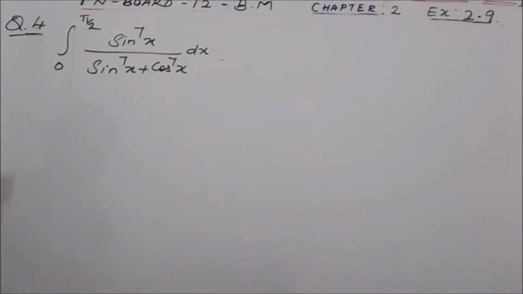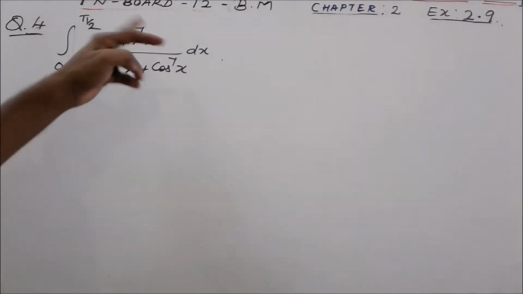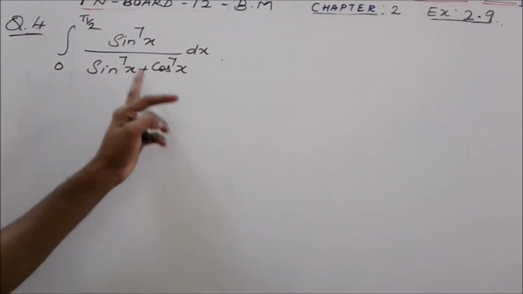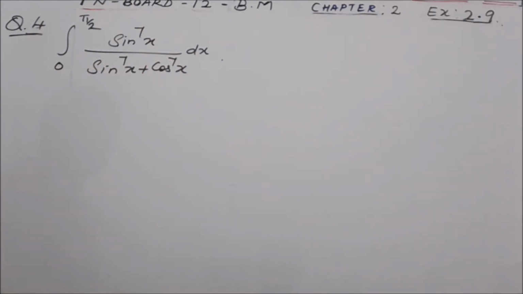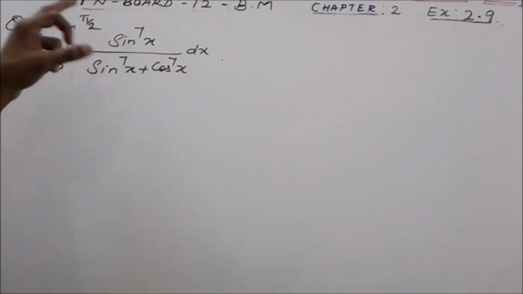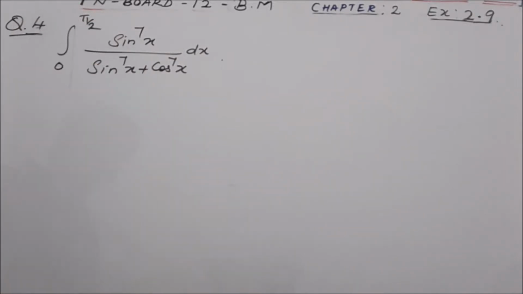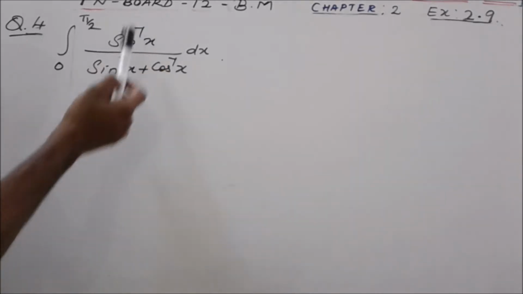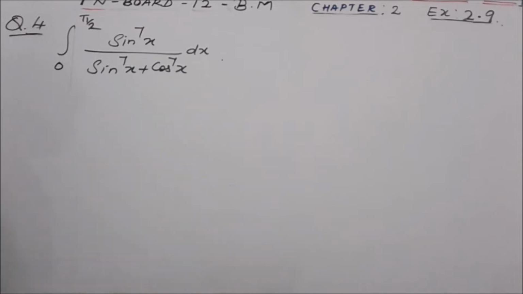Question number 4. Integral 0 to pi by 2 of sin^7 x by (sin^7 x plus cos^7 x) dx. Evaluate by using properties of integral. Now we don't have any formula to integrate these types of problems directly. The given function is sin^7 x by (sin^7 x plus cos^7 x). It is impossible to integrate directly.